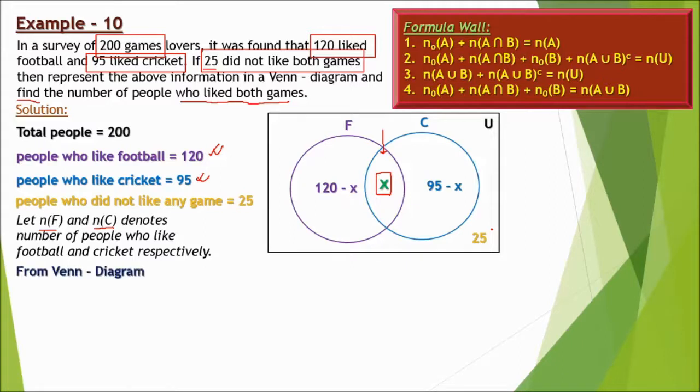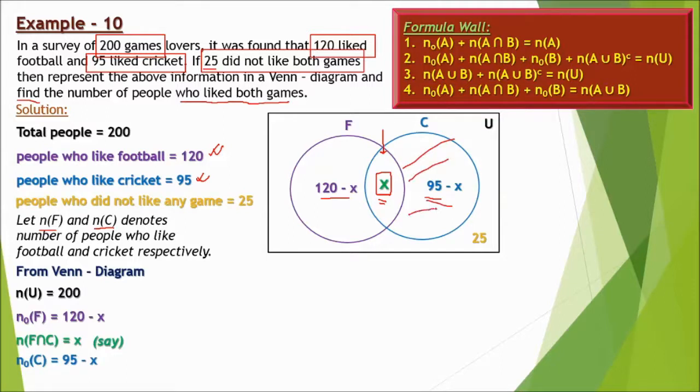From the Venn diagram, let's copy out that information. Nu for the universal set, n(F) is 120 minus x, and complement intersection, and now only cricket is 95 minus x. This is the reason for "only": if you have forgotten, you can rewind your video and see which region is assigned for which set notation.